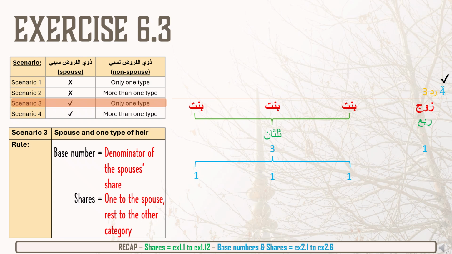In scenario 2, we put the tick on the number after the Radd. But in scenario 3, the spouse's share, the spouse's denominator, will be the base number. So the base number will be 4. So in summary, the base number will be 4.